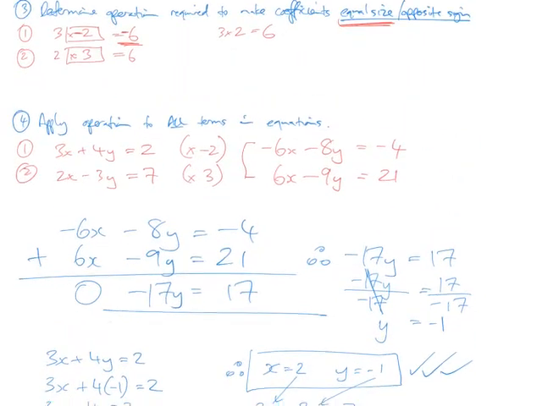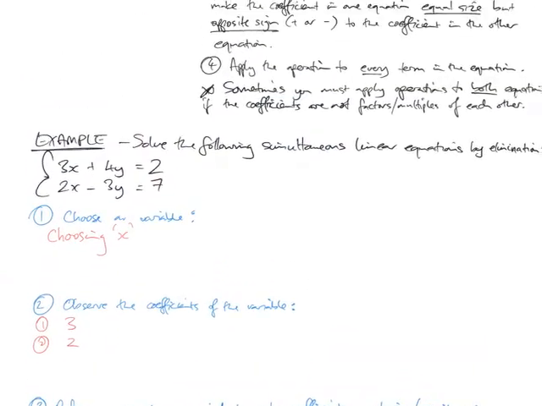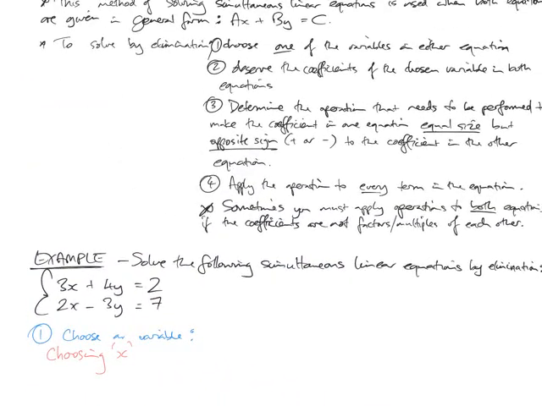So, something I just have to add to the steps. Really, there's a fifth step. Fifth step, add the equations together to solve for variables.